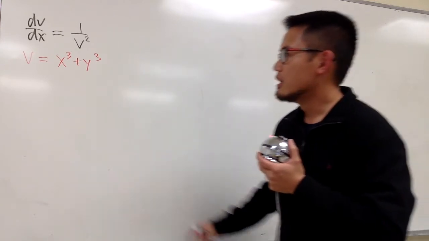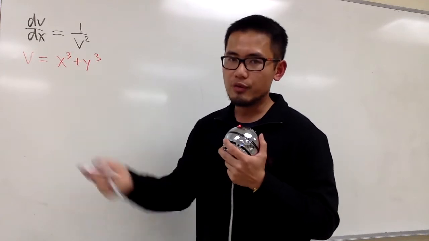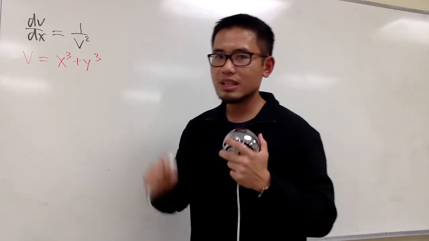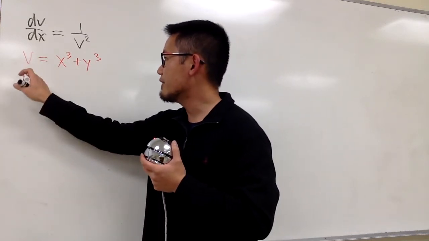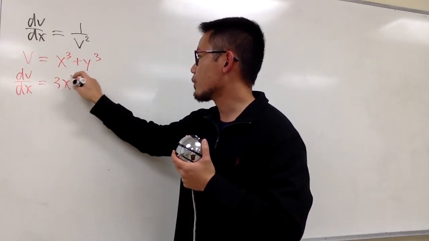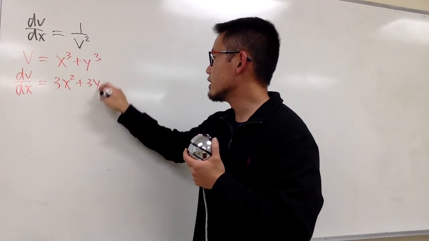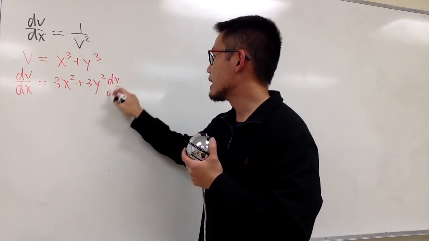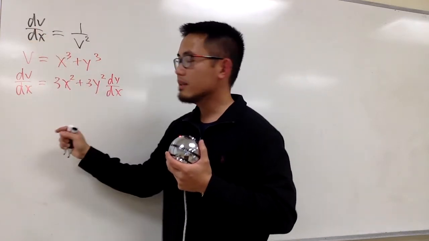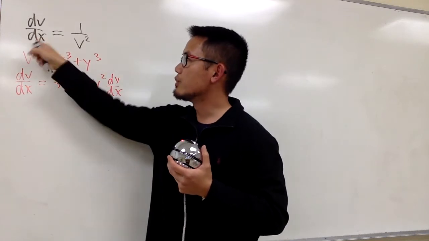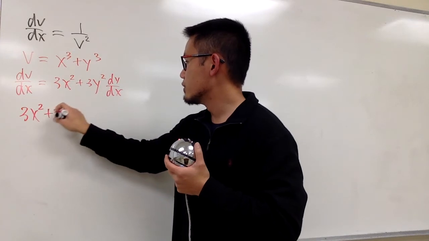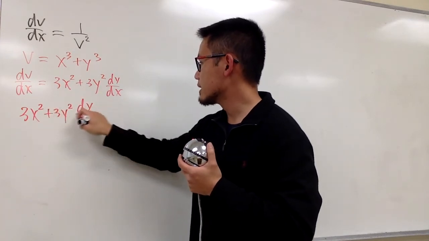And then next, I will look at this differential equation and differentiate both sides. And keep in mind, v is a function of x. y is also a function of x. Okay, keep this in mind. So on the left-hand side, I differentiate that. I get dv/dx, and this will be 3x squared plus 3y squared dy/dx. And you see right away, we have the dv/dx, right? So now I can just put this to that, and we will have 3x squared plus 3y squared dy/dx.